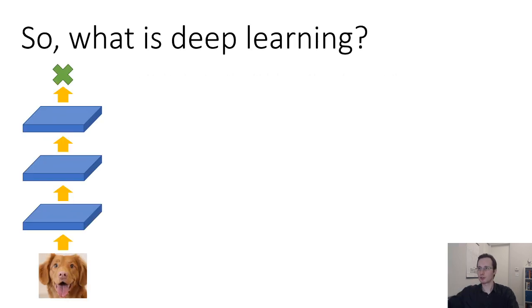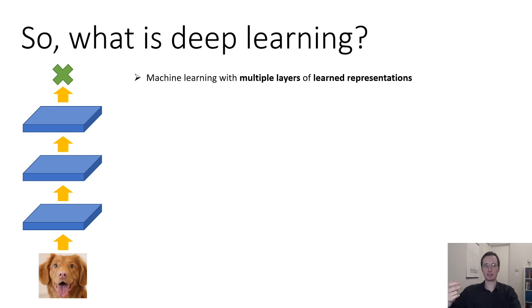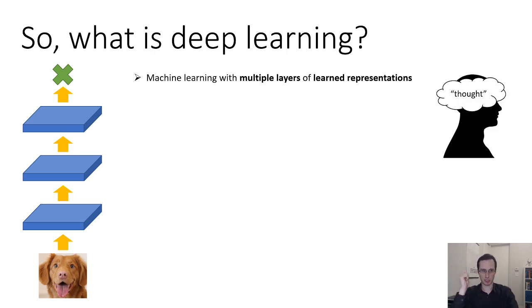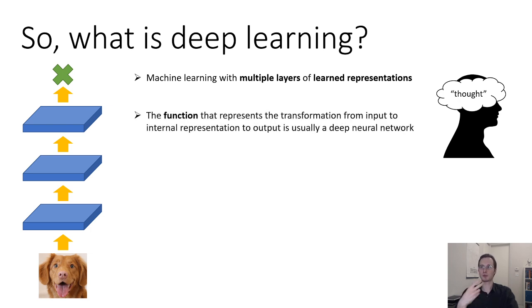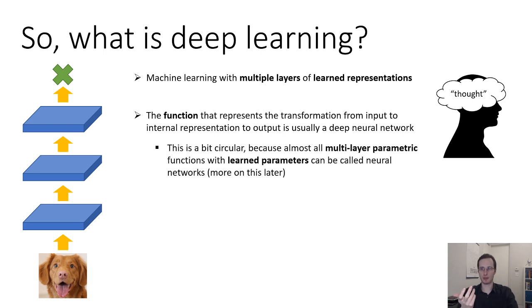Okay, so what is deep learning? Well, it's machine learning with multiple layers of learned representations. So we want representations and we want to get them automatically from our data. Just like in the example with multilingual translation from before. The function that represents the transformation from the input to the internal representation to the output is usually a deep neural network. This statement is actually a little bit circular because almost all multi-layer parametric functions with learned parameters can be called neural networks. So more on this later, but don't let the term neural network confuse you too much.